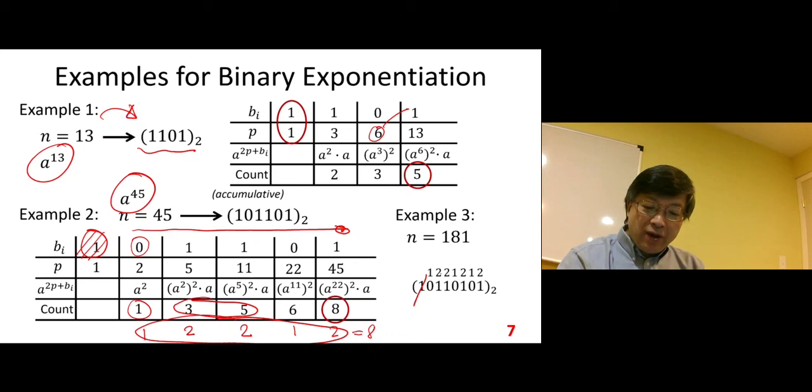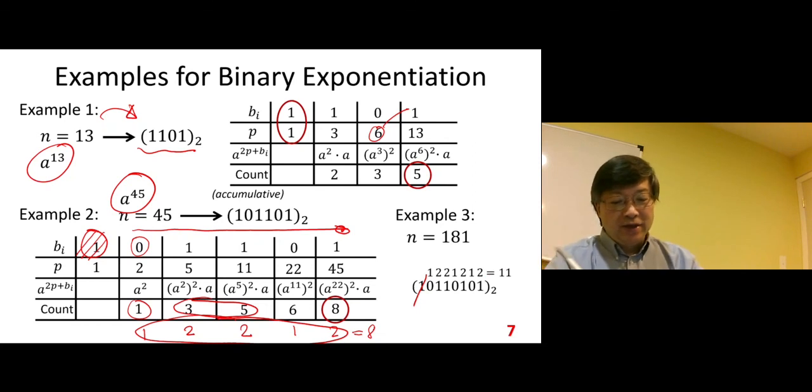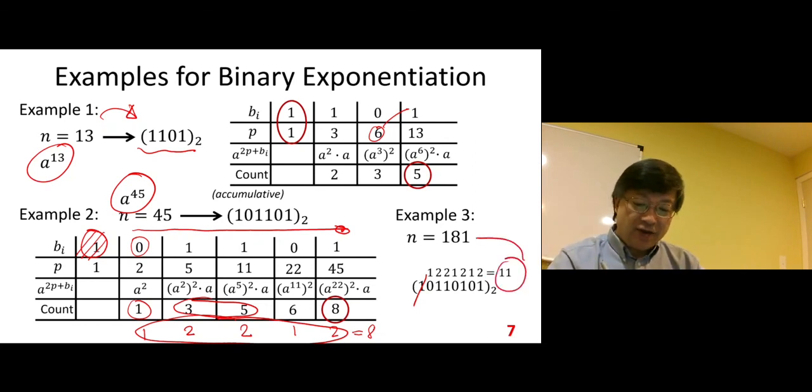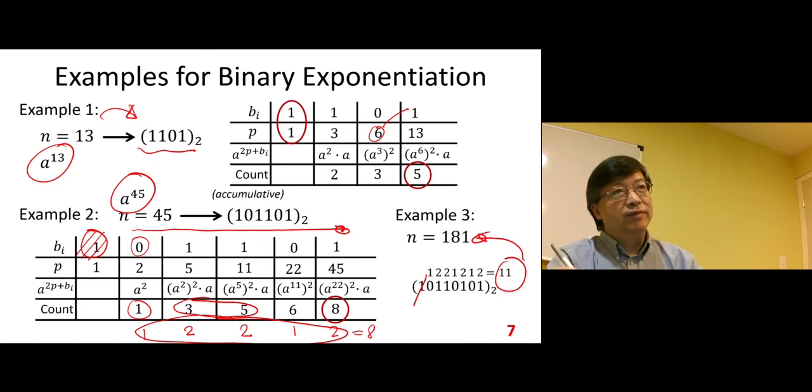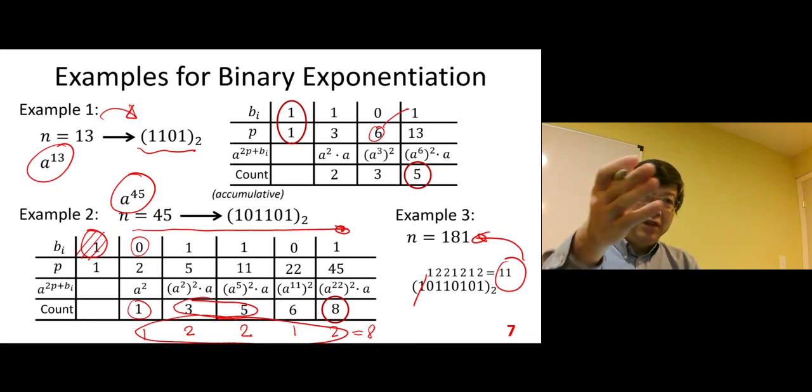Then you add up all the numbers you list here, you get 11. So that's the answer. So that is very short, very fast. But you need to have the rule first.